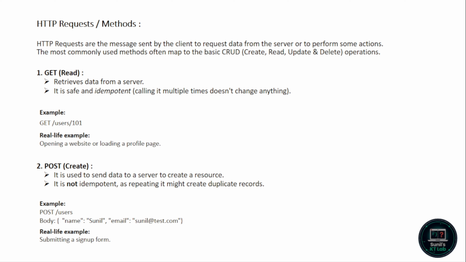Second is the POST request. It's also known as create and is used to create resources on the server. This method is not idempotent, which means if you hit the POST request one or more times, it will result in different records on the server. Its status code is 201. Here's a simple example: the user sends a name and email ID. A real life example is submitting a sign up form. If any user wants to sign up for a profile, it's a POST request.